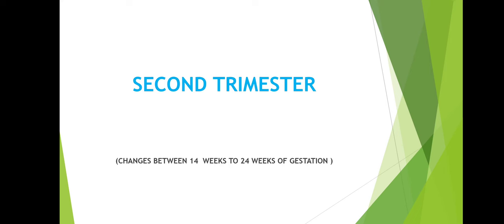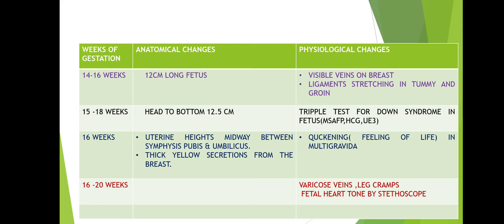Now we will see the second trimester. Second trimester means the changes in the mother's body and the fetus or the baby between 14 to 24 weeks of gestation. At 14 to 16 weeks, the anatomical changes, fetus is almost 12 centimeter long. Physiological changes, visible veins on the breast, then ligament stretching in tummy and groin, and that's why there is a backache to the mother.